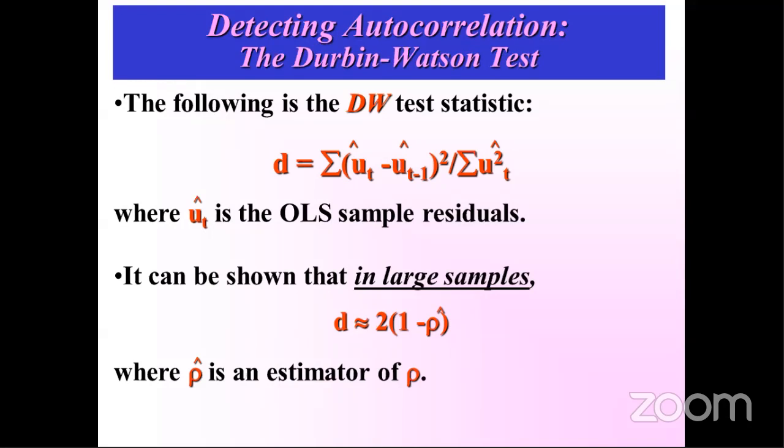Of course, the same also holds good here. That's why u_t hat minus u_(t-1) hat: you have to take the difference between these two. The difference is squared, and that squared difference is summed. This is the numerator. In the denominator, you have the estimated value of the disturbance term that is squared and summed. Then finally you have to divide one by the other. And u_t hat, as I already told you, is the estimated value of the disturbance term by making use of OLS, or they are called OLS sample residuals.